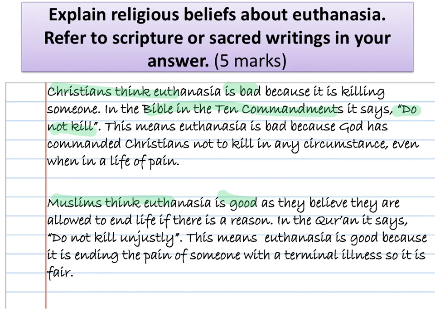We're giving reference as to where the evidence comes from and a clear quotation in each case. In the top one we've got in the Bible in the 10 Commandments, and in the bottom one we've got in the Quran. Then all we need is an explanation as to why it means that euthanasia is bad or why it means that euthanasia is good. As long as the explanation matches with the quotation, then it should be clear and we should be getting all the marks.